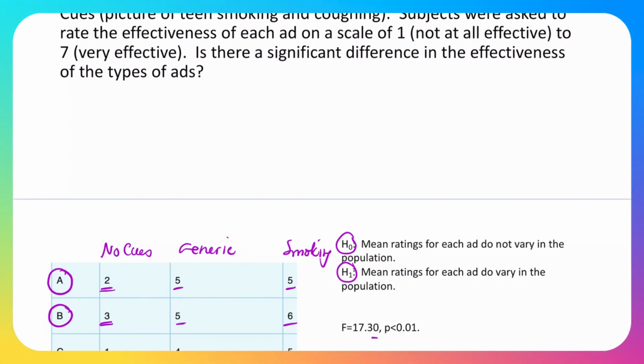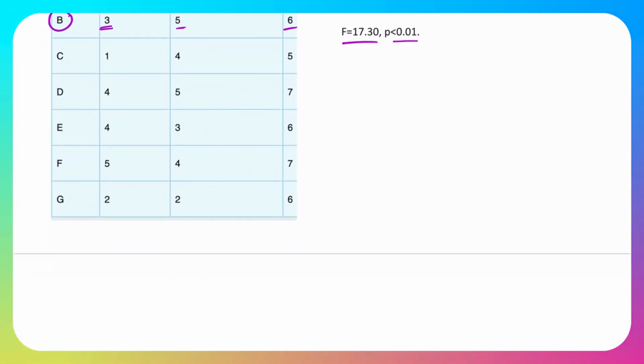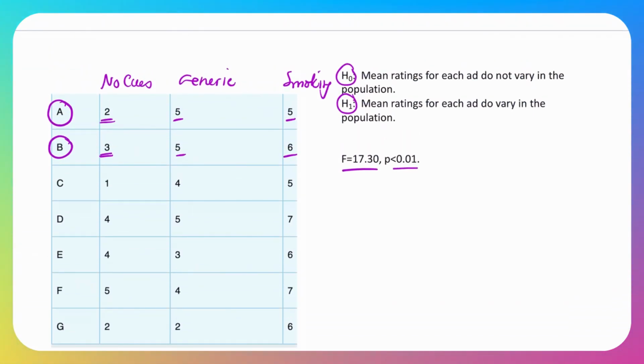Now, using technology, the F statistic turned out to be 17.30, and that gave us a p-value that was very small, less than 0.01. So one of the things I should mention is that the degrees of freedom in the within subjects ANOVA is calculated differently. There's only one degree of freedom in this study design.